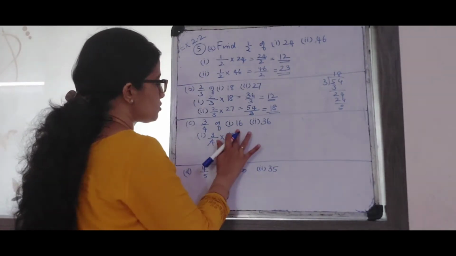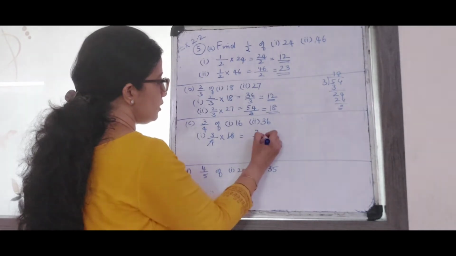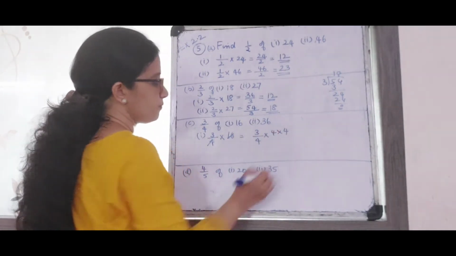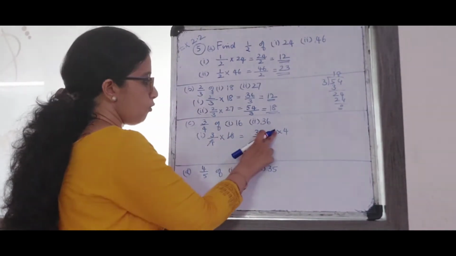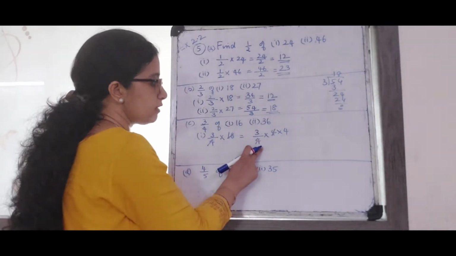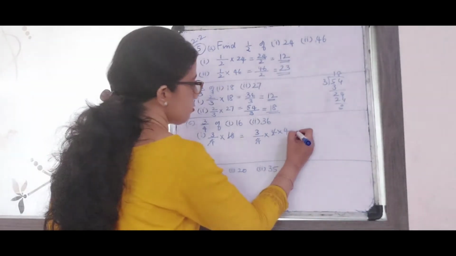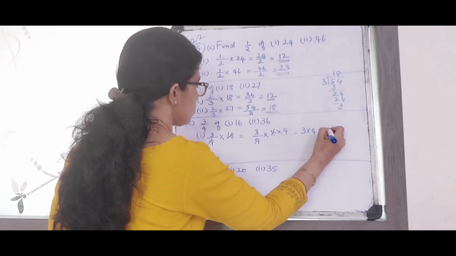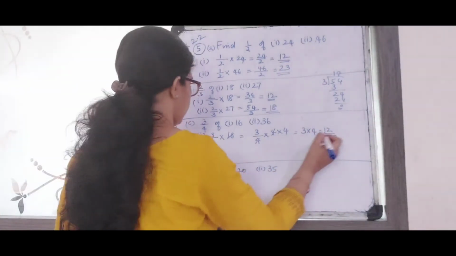Or I will show you step by step how to do that. See, 3 by 4 into 16 is 4 into 4, right? So this 4 and this 4 get cancelled because 4 by 4 is 1. If there is the same number in the numerator and denominator, we can directly cancel it. So it is equal to 3 into 4 is equal to 12. 12 is the answer.